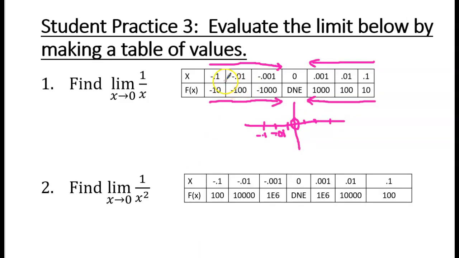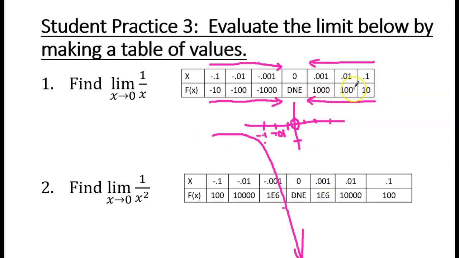So let's graph these points. Like at negative 0.1, I'm at negative 10. So let's just say like negative 10's right here. And then at negative 0.01, well, that's negative 100. That's going to be like 10 times farther down. And then at negative 0.001, it's going to drop down 10 times farther than that. So what's happening is as we get closer and closer to 0, this thing's dropping super fast.